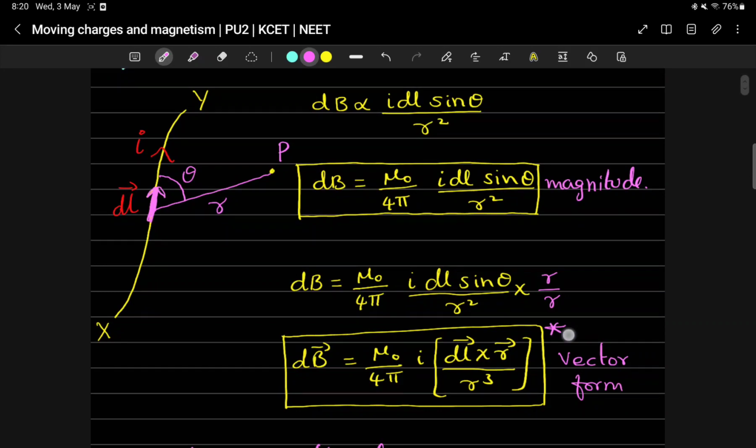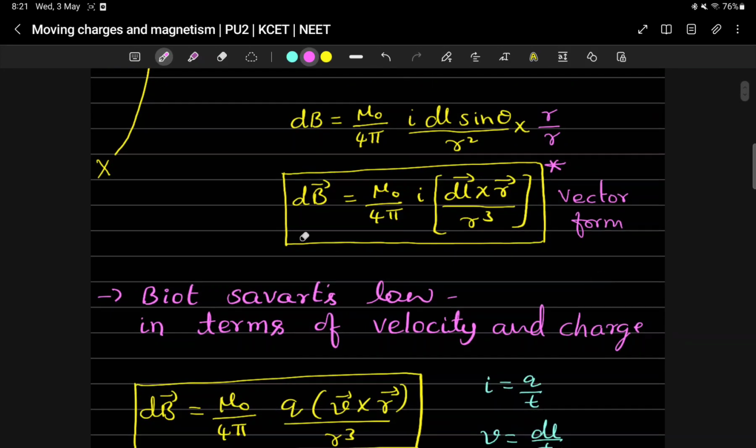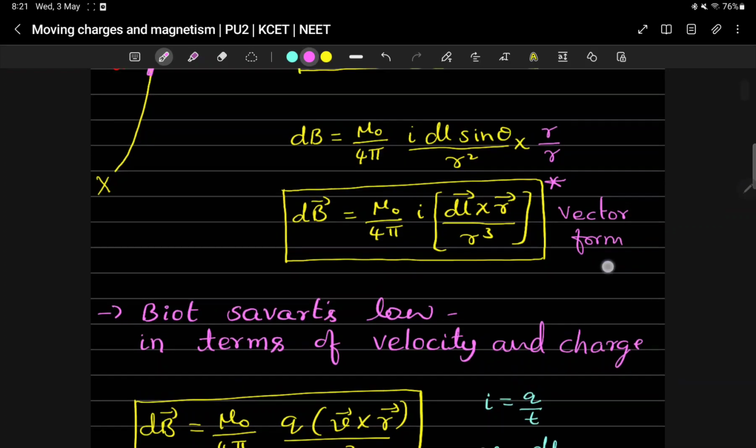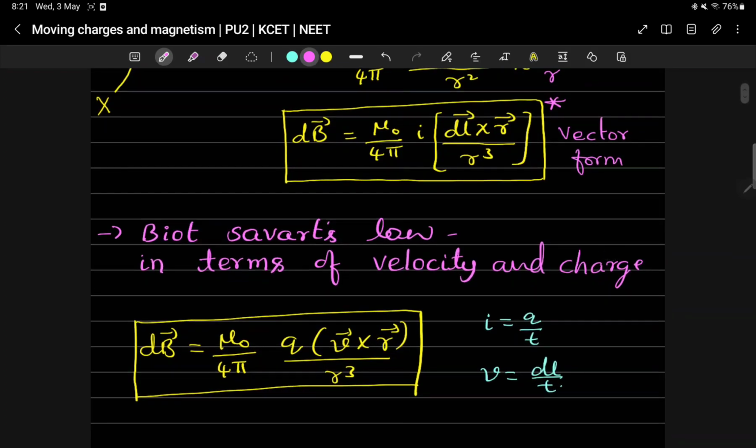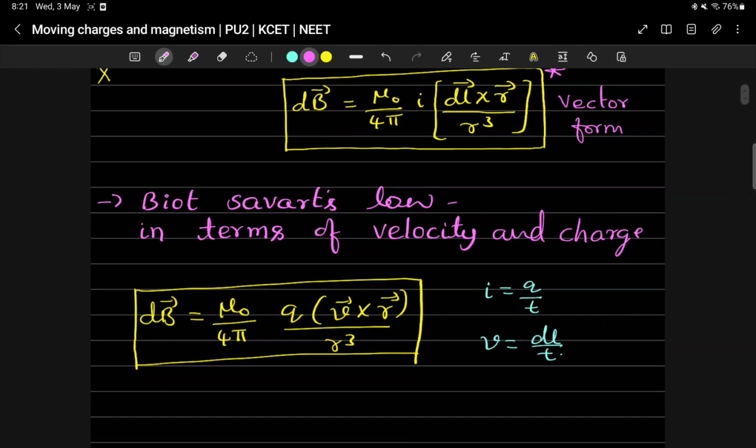I can write this in vector form, which we have already studied, that is dB is equal to mu naught by 4 pi, I dl cross r divided by r cube. Based on this you can see two CET direct questions, like finding the actual form of Biot-Savart's law. Based on this formula they have asked twice. And then we have one more formula, that is Biot-Savart's law in terms of velocity and charge.